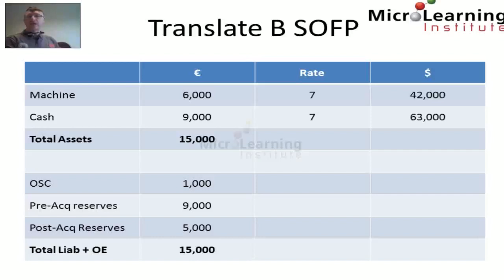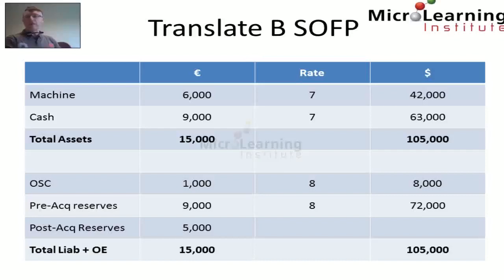So the machine and the cash are translated at the rate that's relevant at the 31st of December X1, that's 7, and they translate to $42,000 and $63,000 respectively, giving us a total assets at the date of consolidation of $105,000. That, of course, will equal the total liabilities and owner's equity. Now, the ordinary share capital and the pre-acquisition reserves are translated at the rate at which they came into the consolidated statement of financial position. And of course, that was the rate at acquisition, which we recall was 8. So they translate to $8,000 and $72,000 respectively.